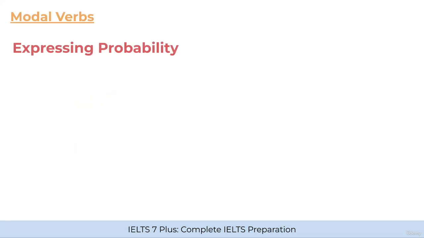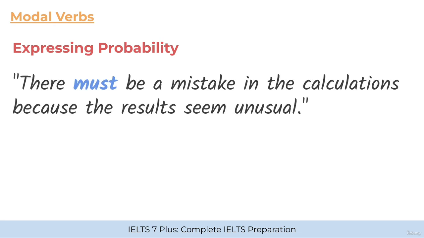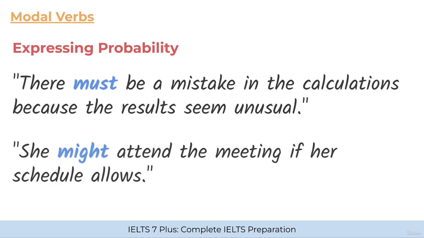Probability now, the likelihood of something happening. There must be a mistake in the calculations because the results seem unusual. So must here, there has to be, it's very likely. If you're less sure, you can use might again. So she might attend the meeting if her schedule allows.